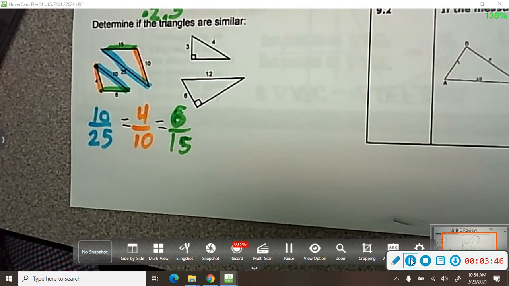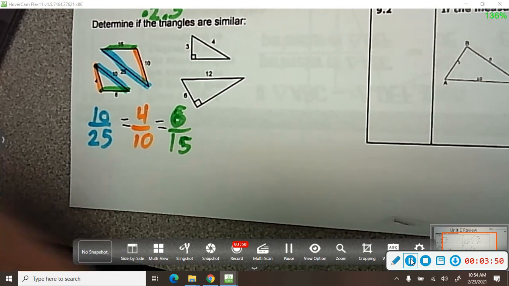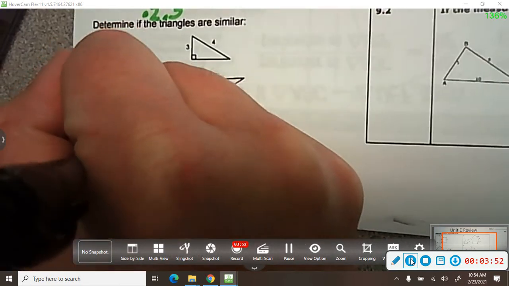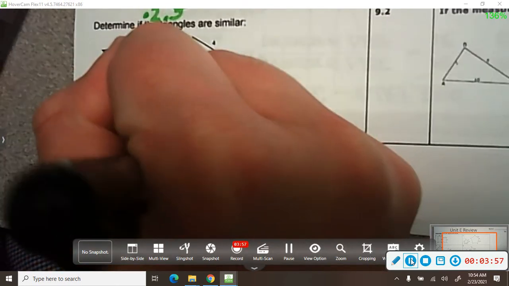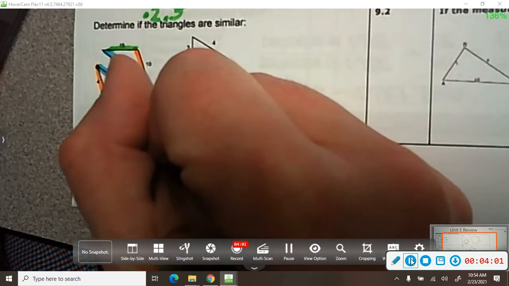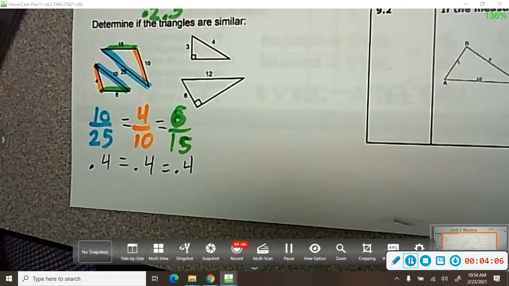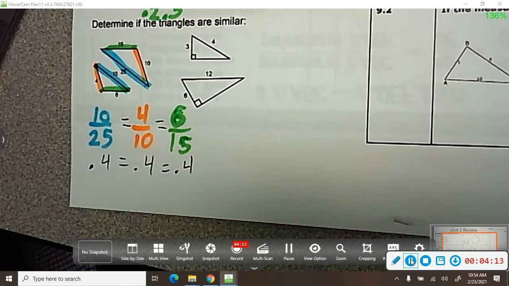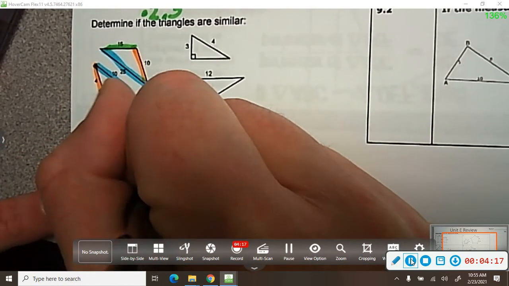And then if I punch those in my calculator, 10 divided by 25, that's 0.4. 4 divided by 10 is 0.4. 6 divided by 15 is also 0.4. So because all the sides are proportional, and they're all equal to 0.4, by the SSS for similarity, we would say yes, similar.